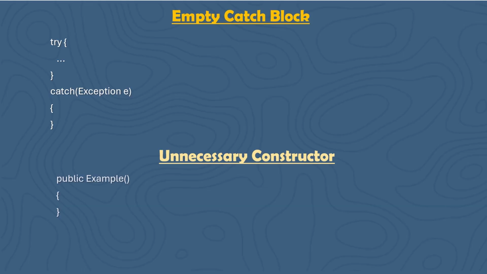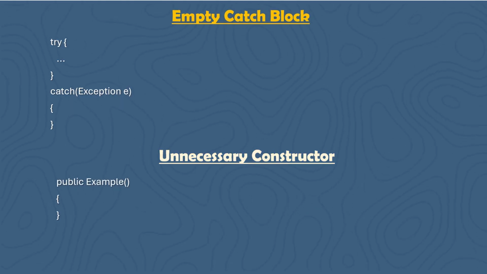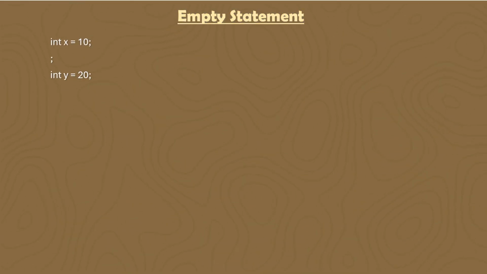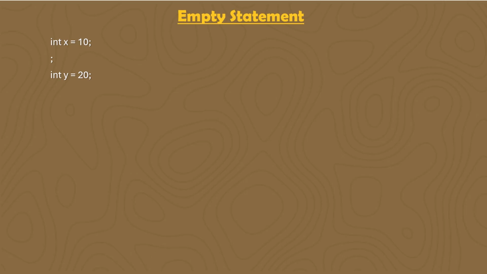Then unnecessary constructor. If a constructor performs no initialization, Java automatically provides a default constructor. Explicitly writing an empty constructor is unnecessary and adds extra code. Empty statement. An empty statement has no effect on execution. Although harmless, it creates confusion and may indicate a coding mistake. PMD flags such statements to provide code clarity.